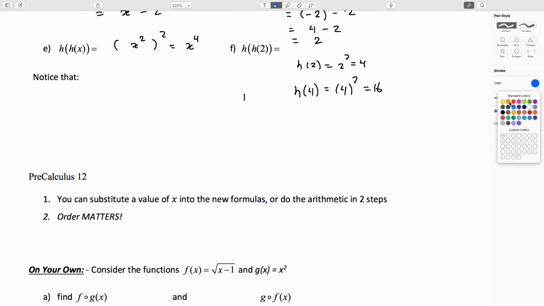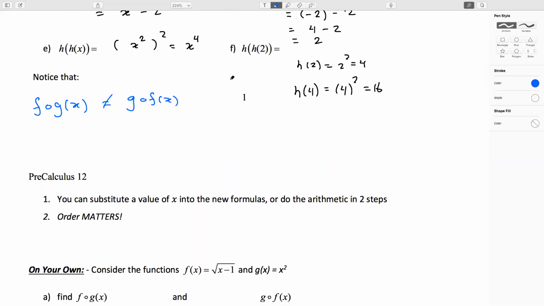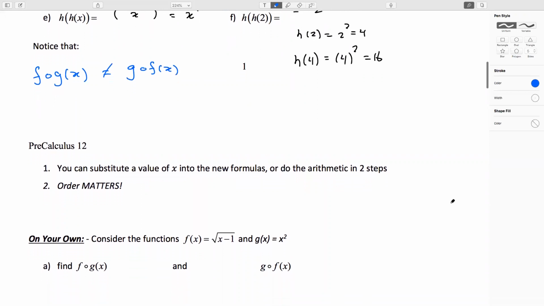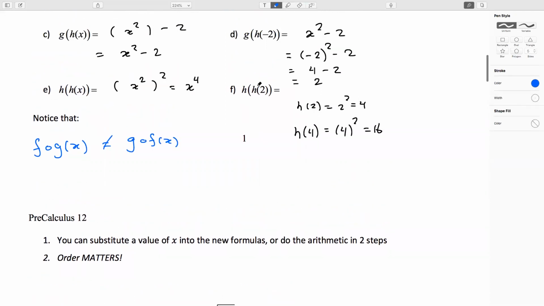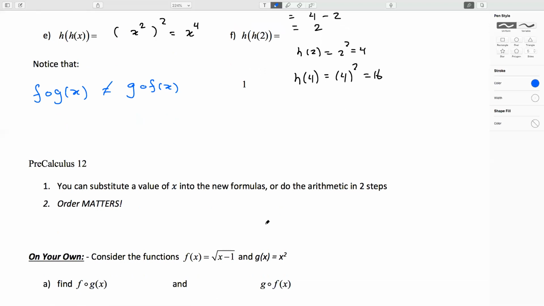Notice that f of g of x does not necessarily equal g of f of x. So it really depends on the order of the composition, what the actual equation is going to become. So now, when you are creating composite functions, you can substitute a value of x into the new formulas, or you can do arithmetic in 2 steps, and that's what I talked about with D and F, 2 different strategies for solving it. The order does matter.